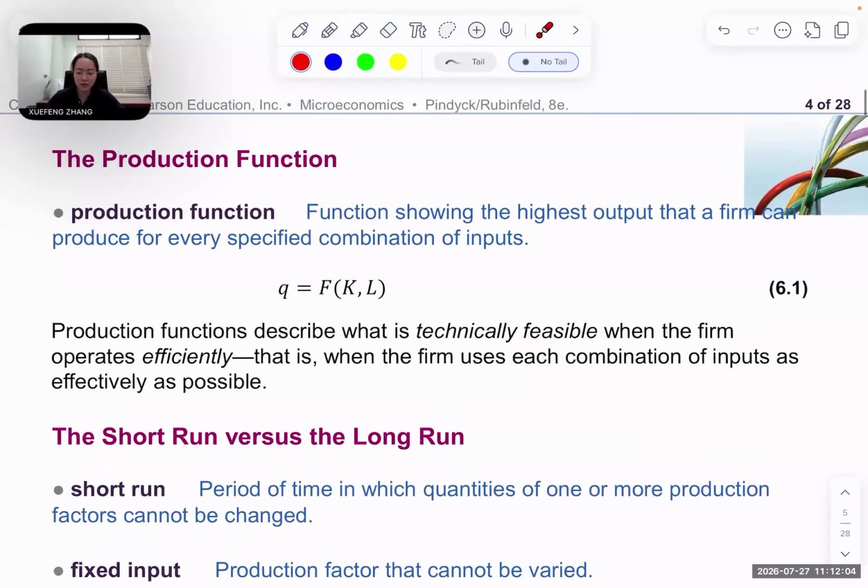Next one is the production function. Let's see the definition. Function showing the highest output that a firm can produce for every specified combination of inputs. Okay, so basically, the function shows the highest outputs, right? So basically, we have Q. This is the output, a function of K and L. K, which means capital, okay, L means labor.